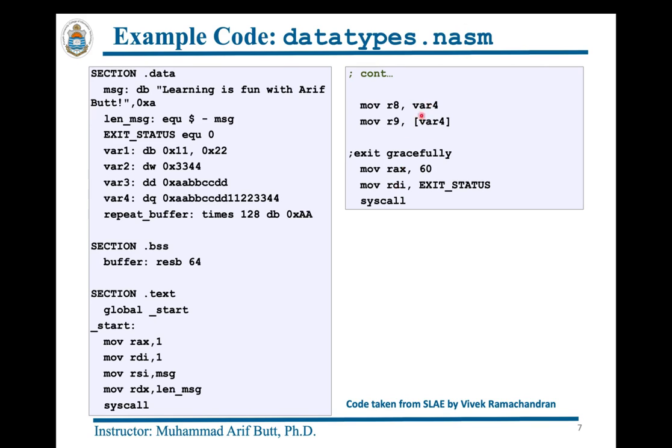However, last but not the least, these are the 2 lines which I would like to describe. Move R8, var4. This says that the memory address of variable 4 or var4 should be moved inside this R8 register. Move R9, var4 in bracket. This bracket is actually going to instruct that the memory contents of variable 4 should be moved inside R9.